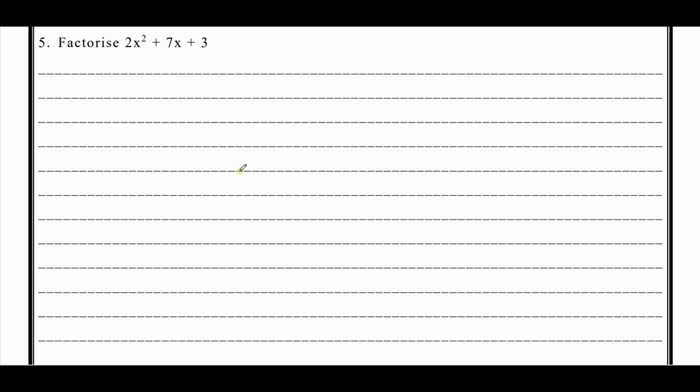Now you can factorize this by splitting the middle term. First write down the given quadratic polynomial 2x square plus 7x plus 3. Now multiply the first term and the last term. What you get is 2x square into 3 is 6x square. Now if you multiply, you should get 6x square. If you add, you should get 7. The numbers will be 6x and 1x. 6 plus 1 is 7. 6x into 1x is 6x square.